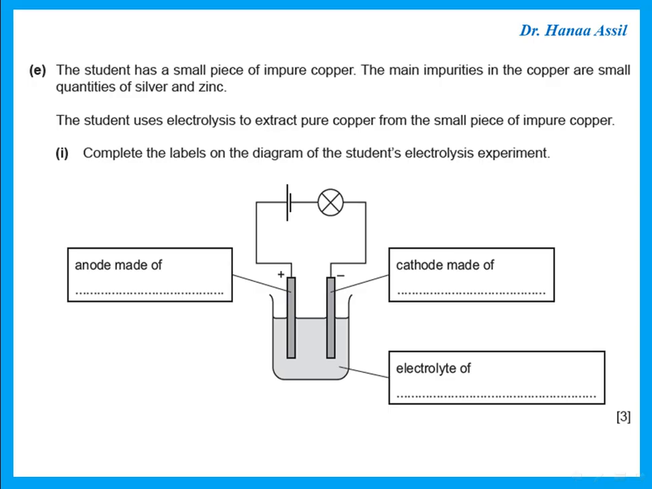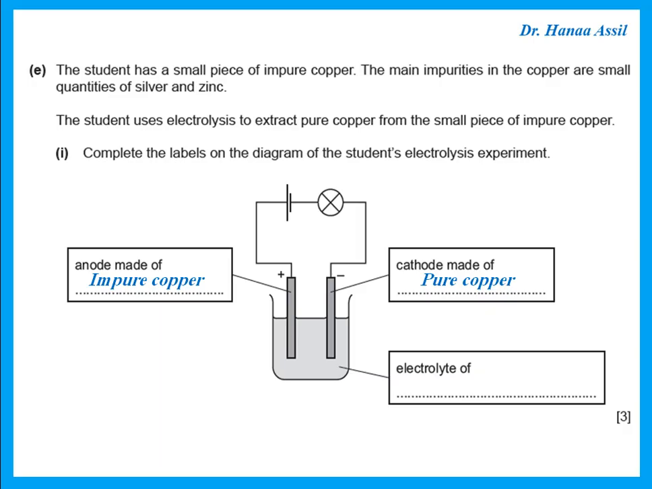The student has a small piece of impure copper. The main impurities in the copper are small quantities of silver and zinc. The student uses electrolysis to extract pure copper. So, of course, this is a method of purification of copper. Now, complete the labels of the student's electrolysis experiment. When we do purification of copper, what is my positive electrode and what is my negative electrode? Remember, I'm trying to purify copper. Copper ions are positive, so they should go to the negative. So that means that my positive is the impure copper. My negative is the pure copper.